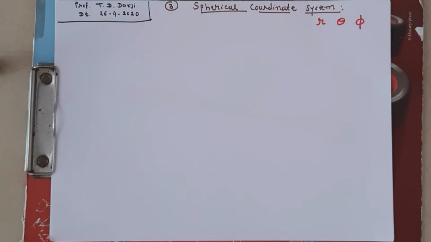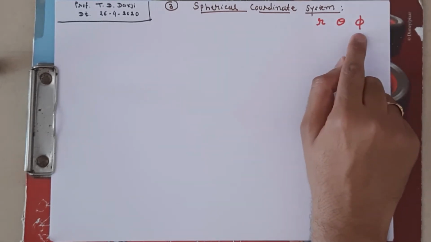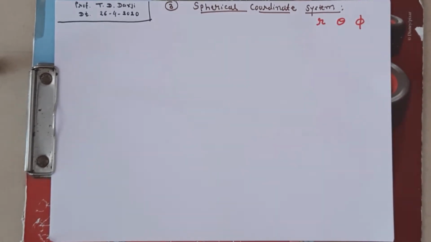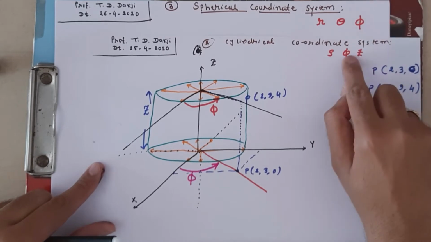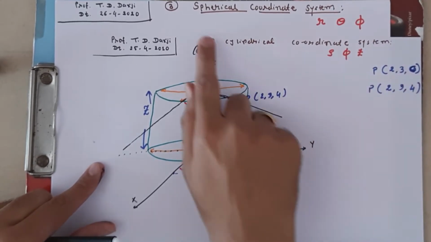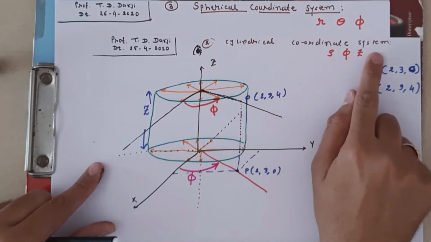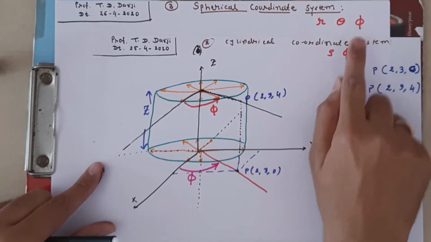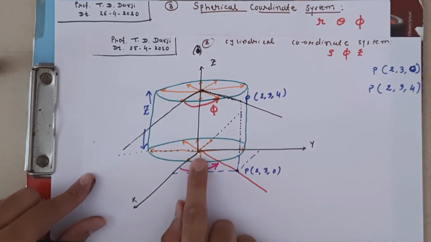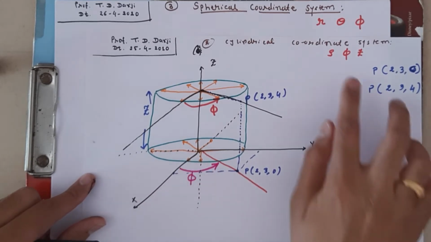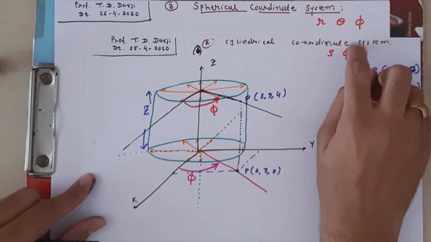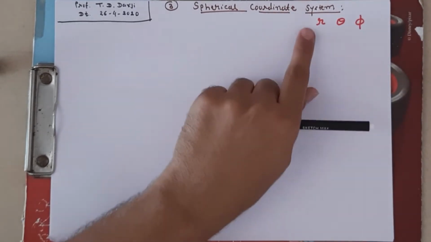So today we discuss the spherical coordinate system: r, theta and phi. One variable is common. Which variable is common? Phi is common. Here it is also phi and here it is also phi. So phi is common in both the spherical and the cylindrical coordinate system. And what is phi? Phi is the angle between the line passing through our desired point with respect to the x-axis, always. So here phi is the same. But what are r and theta?